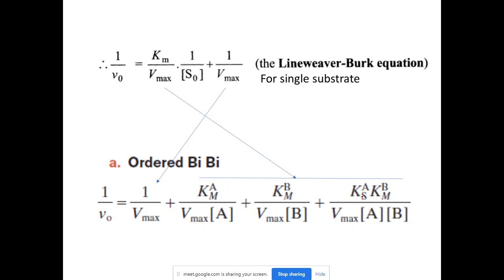We will study what Ks is. Ks is the dissociation constant for A. Remember, A has to leave the enzyme in terms of order. If you remember, after both the substrates are bound to the enzyme, substrate A, or rather the product A, must leave. So this refers to the dissociation constant, divided by Vmax, substrate concentration of A and substrate concentration of B. So this is the rate equation for the ordered bi-bi reaction.